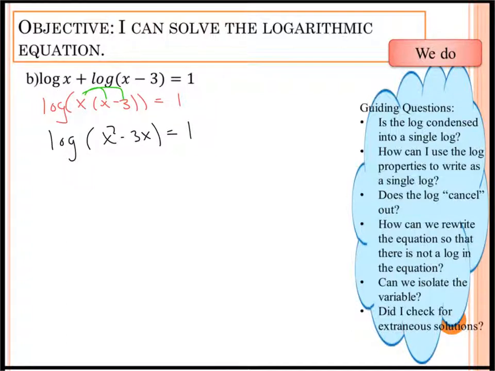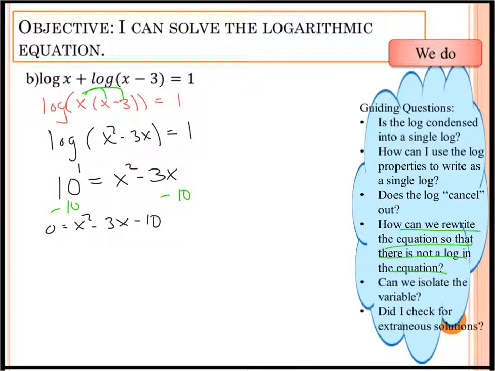And then I'm going to try to write this so that I don't have a log in the equation. So I know that my base is 10, even though it's not written there. So I have 10, and my exponent is 1, because that's what's on the other side of the equal sign. So that's going to equal what the argument is, so x squared minus 3x. I see that we have a quadratic again, which means that I'm probably going to want to get it in standard form. So I'm going to subtract 10 from both sides. I get 0 equals x squared minus 3x minus 10.